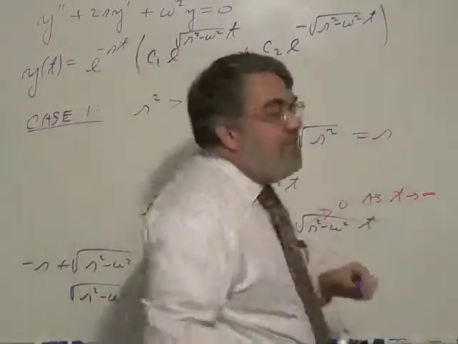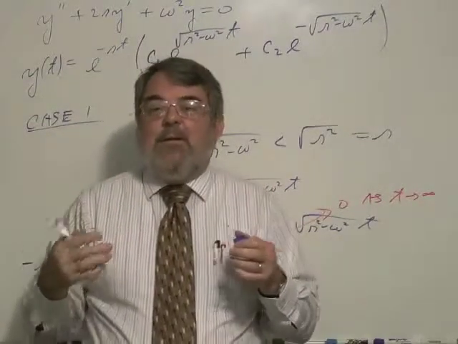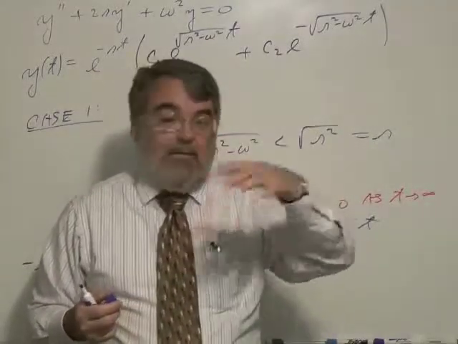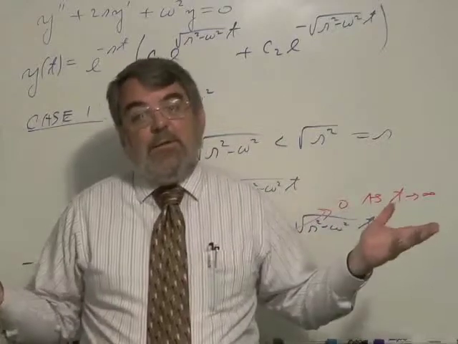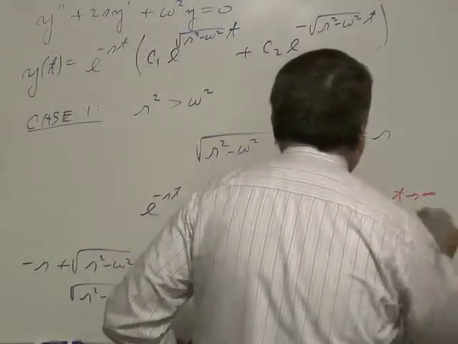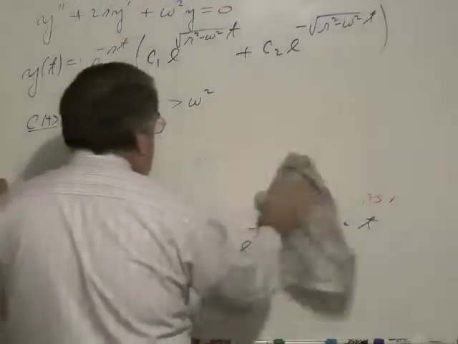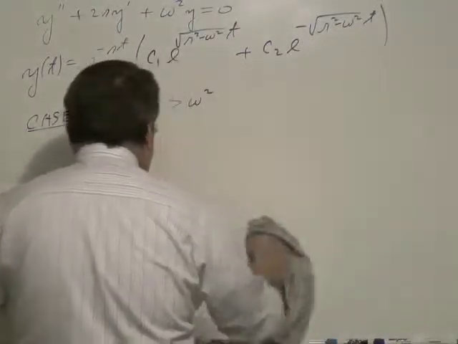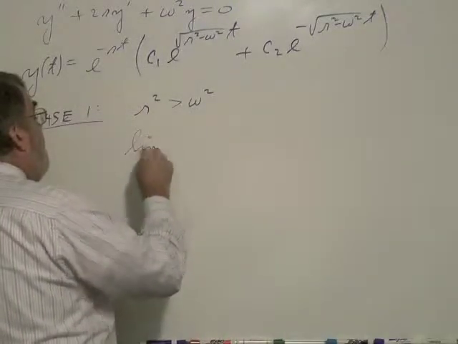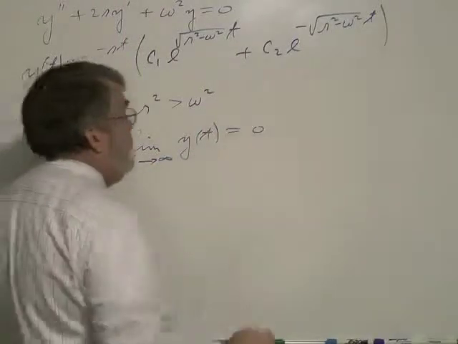They're both negative, so you're adding two negatives together to get a negative times time. When time goes to infinity, you have e to a negative number getting very large negative. That also goes to 0. So in other words, in case 1, what I've just observed is that as time goes to infinity, y goes to 0. In other words, the limit as t goes to infinity of y at t is equal to 0.